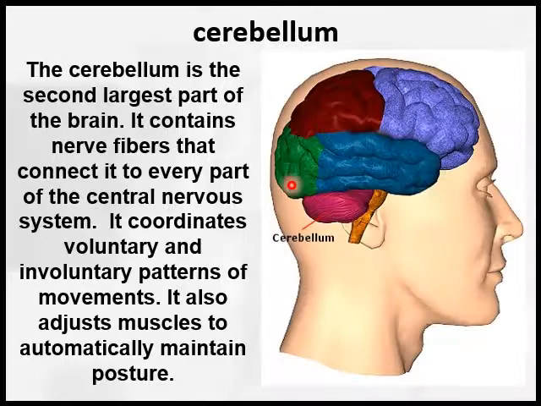The cerebellum, which is the second largest part of the brain after the cerebral hemisphere, has an important function in the coordination of the voluntary and involuntary movement and adjustment of the muscles to automatically maintain the posture of the body.